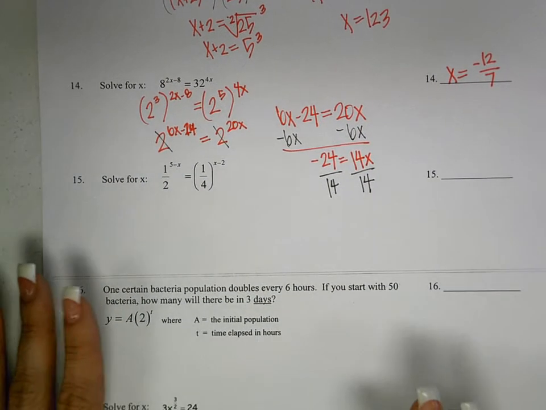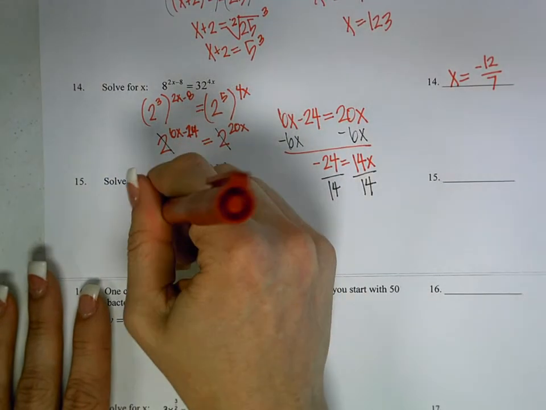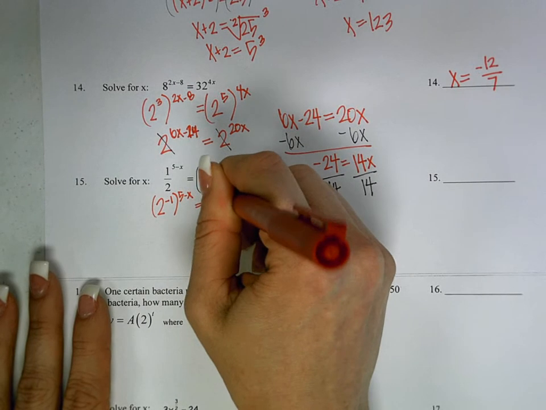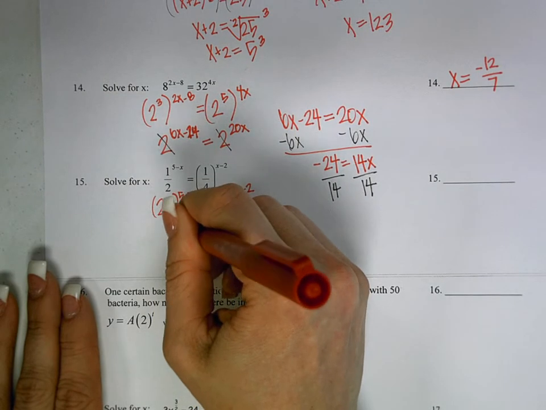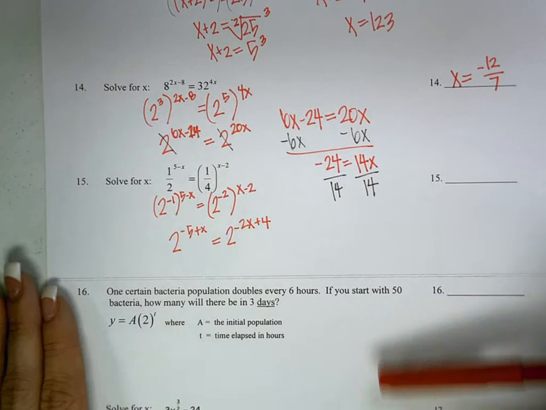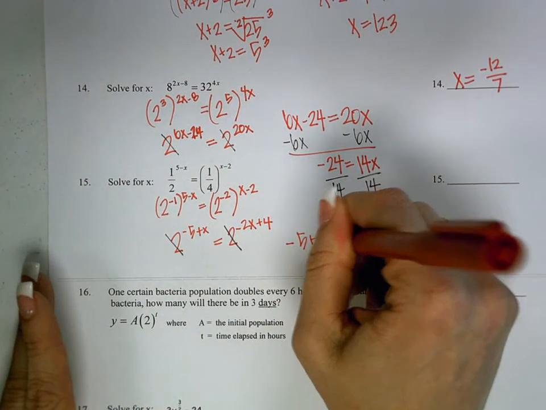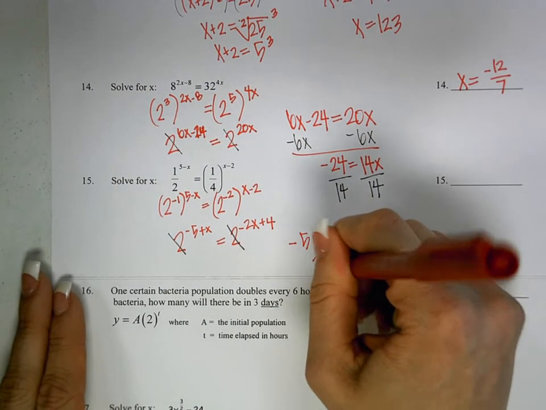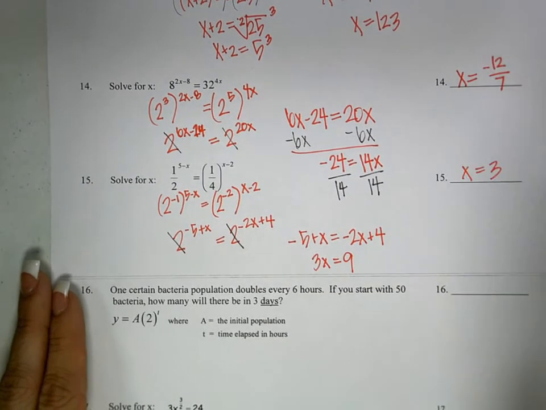Number 15. Same thing. I want to get both the same base, and I want them to be whole number bases, not fractions. So we're going to change this to 2 to the negative 1 raised to the 5 minus x equals 2 to the negative 2 raised to the x minus 2. You distribute through, 2 to the negative 5 plus x equals 2 to the negative 2x plus 4. Drop your bases. Negative 5 plus x equals negative 2x plus 4. Add 2x to both sides, so 3x equals, add 5 to both sides, 9, so x equals 3.